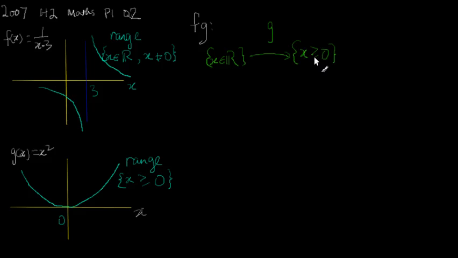Then the next mapping would be by f. The domain of f is the set of all possible values of x except 3. So x can be any real number, but it cannot be 3. That is the domain of f, and this is mapped to a range which is all possible real numbers except 0. So here x cannot be 0.